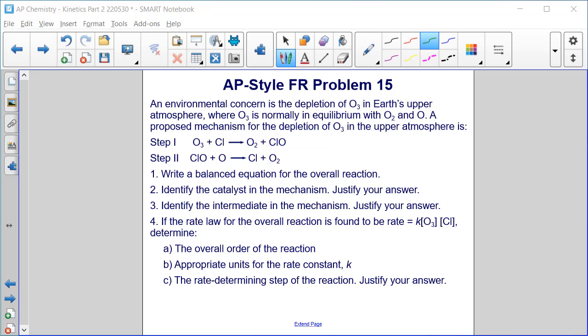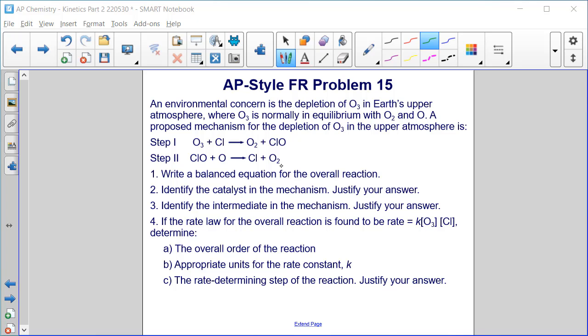AP Style Free Response Problem 15. An environmental concern is the depletion of O3 in Earth's upper atmosphere, where O3 is normally in equilibrium with O2 and O. A proposed mechanism for the depletion of O3 in the upper atmosphere is shown with a step 1 here and step 2. 1, write a balanced equation for the overall reaction.